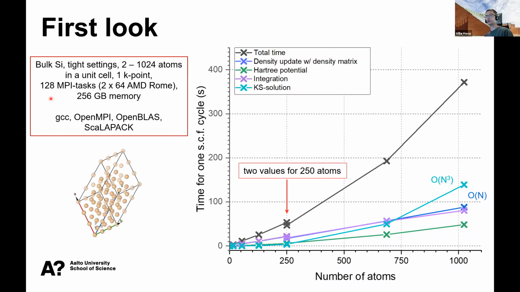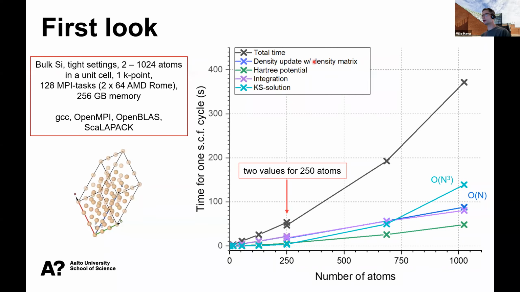And in the spirit of the tutorial, I also list the platform here. I'm using a single node in a modern supercomputer with 128 CPU cores and 256 gigabytes of memory. The build is done with the GNU tools, GCC and OpenMPI, because they work better with the AMD platforms. But this is the first graph one should be interested in.